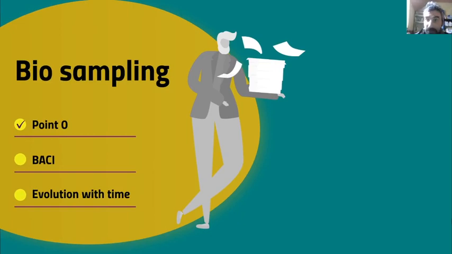know, or you plan to do something like that. You need a point zero. You need an overview of your area from a biological point of view.